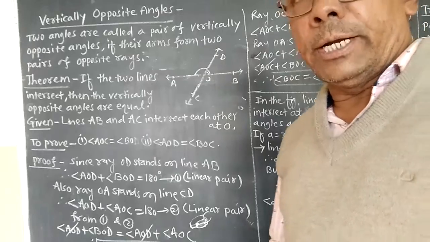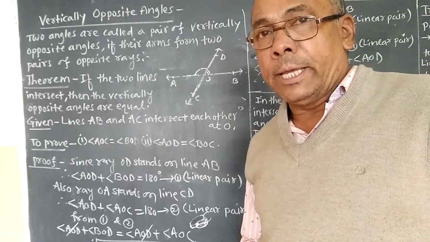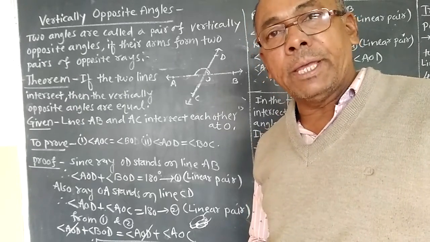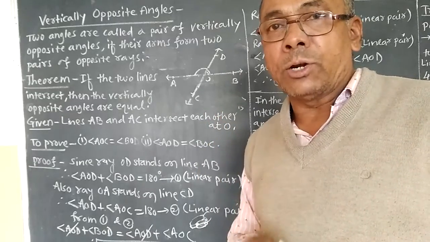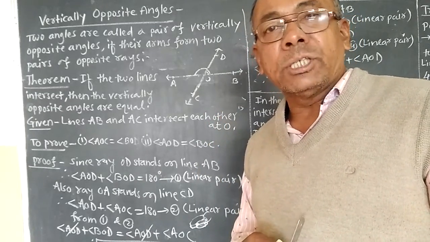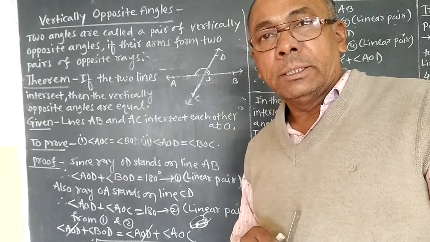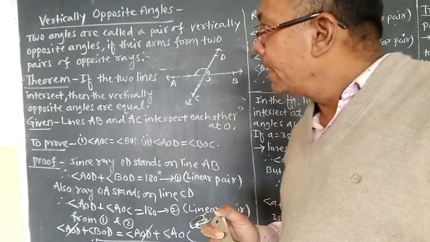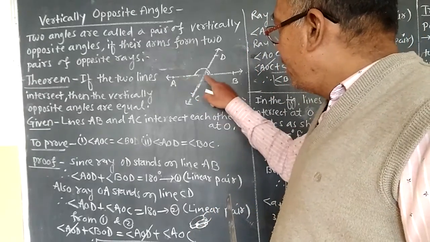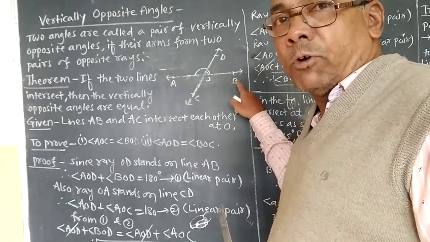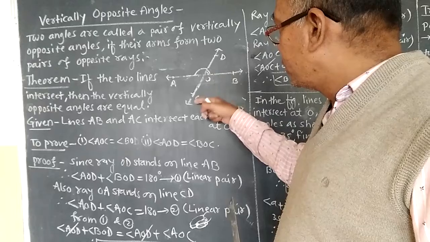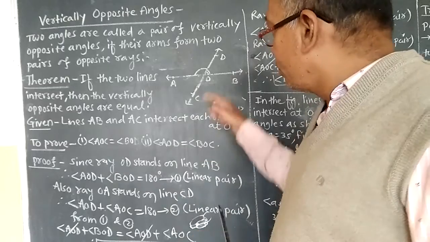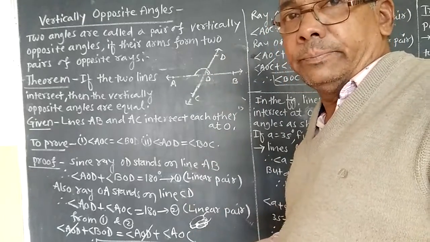Last time I told you that if two rays have a common initial point and they form a line, then the two rays are called opposite rays. Here OA and OB are opposite rays because they are forming a line. Similarly, OC and OD are also opposite rays because they form one more line.